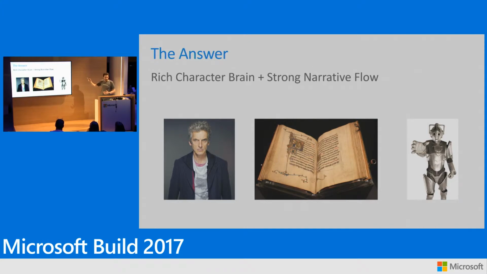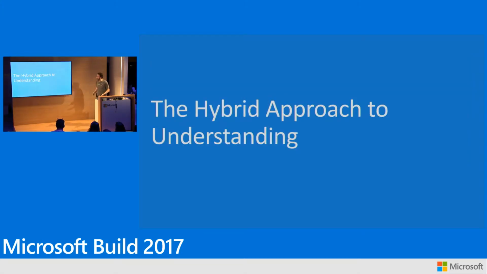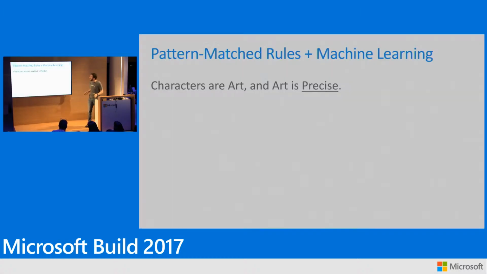We have a rich character brain, a strong narrative flow, and when you combine those together with the right IDE, with Pullstring Author, you can handle both pretty gracefully. So I don't know if you saw back there, we had a lot of very specific understanding. We're matching a lot of stuff. And that's tough. That's a struggle no matter where you are in the bot business. So what we have is a hybrid approach to understanding what people say to us. And that's pattern-matched rules plus machine learning.